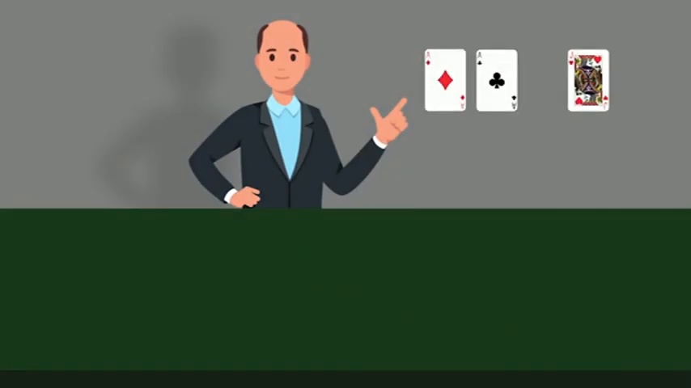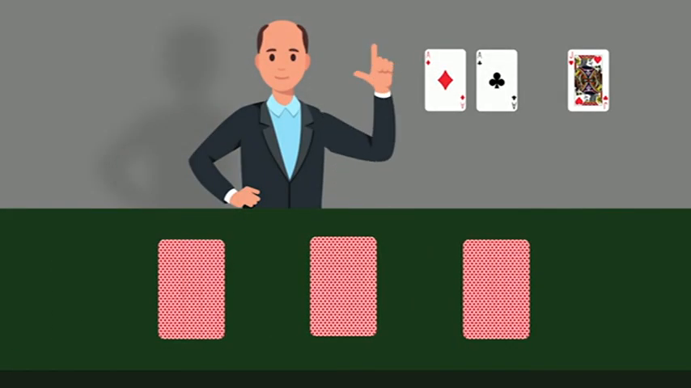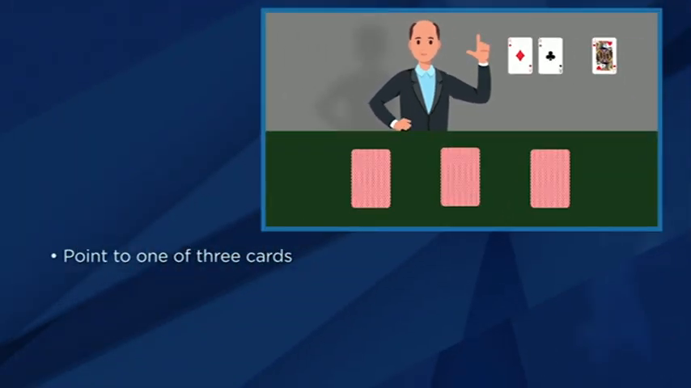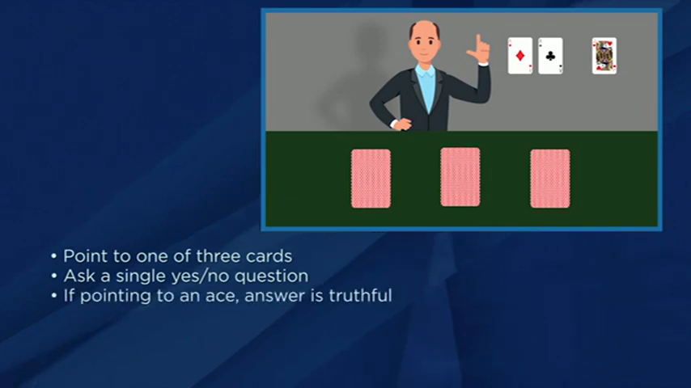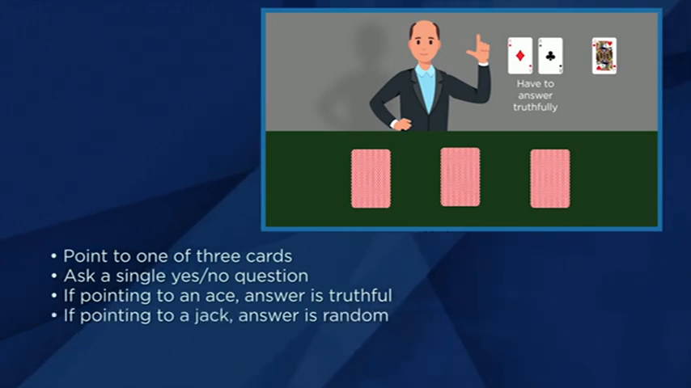Imagine that I place 2 aces and a jack face down on the table in a row. I know which card is which, but you don't. Your task is to point to one of the 3 cards and then to ask me a single yes-no question. I stipulate in advance that if you're pointing to an ace, then I'll answer your question truthfully, but if you're pointing to the jack, then I'll answer either yes or no, completely at random.